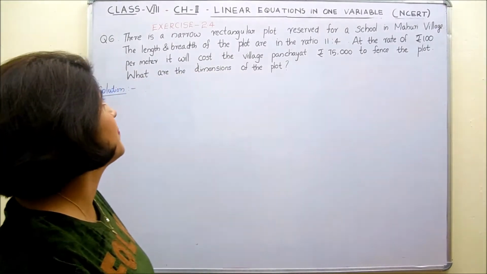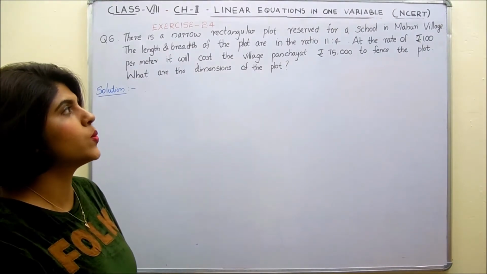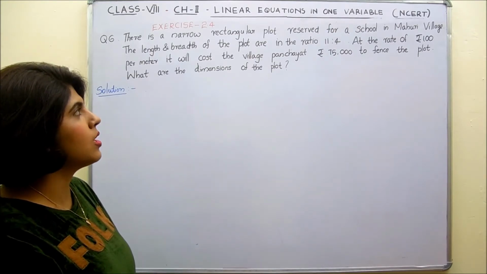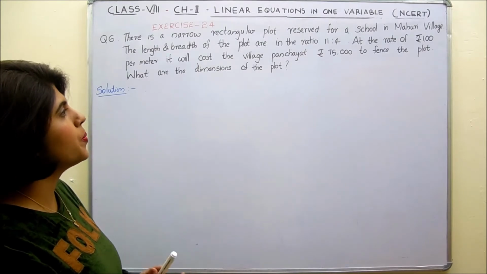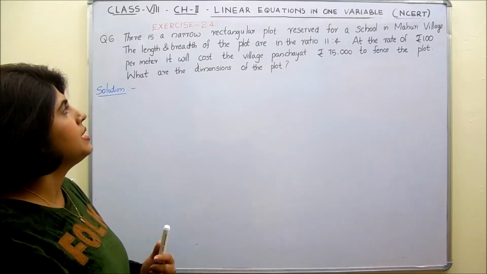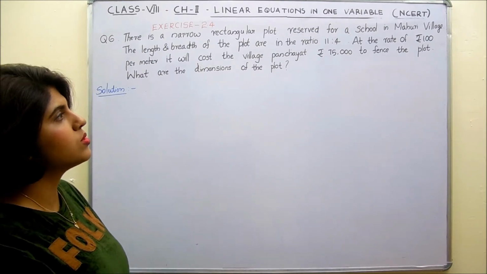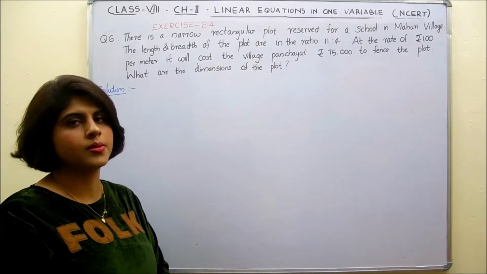First question. There is a narrow rectangular plot reserved for a school in Mahuri village. The length and breadth of the plot are in the ratio 11:4. At the rate of rupees 100 per meter, it will cost the village panchayat rupees 75,000 to fence the plot. What are the dimensions of the plot?